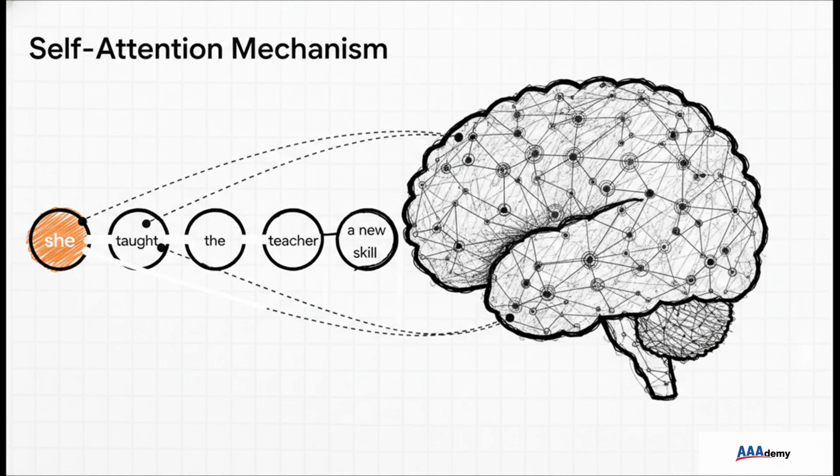The real game changer that made all this possible is something called the transformer architecture. Its secret sauce is a mechanism called self-attention. This lets the model look at all the words in a sentence at the same time and figure out how important they are to each other. So for example, in a sentence like, the teacher helped the student because she was confused, self-attention helps the AI figure out that she is probably talking about the student, not the teacher. It gives us a much, much deeper understanding of context.